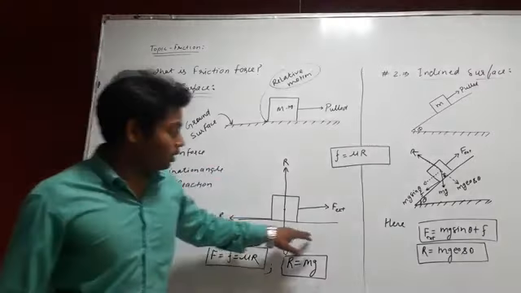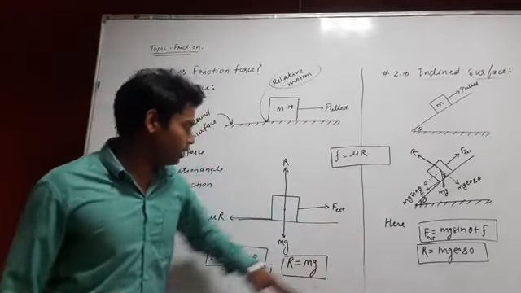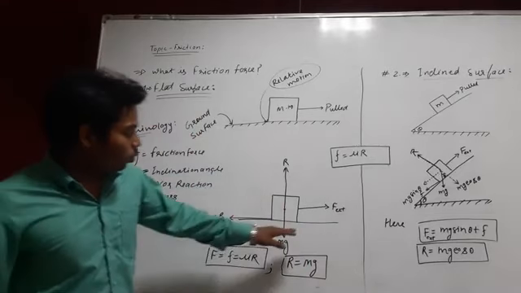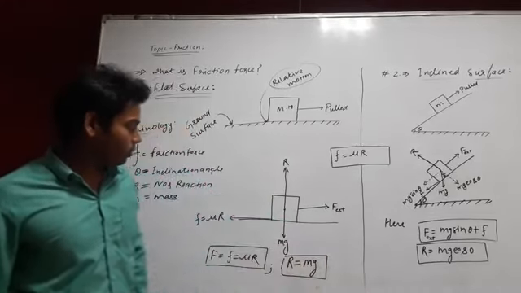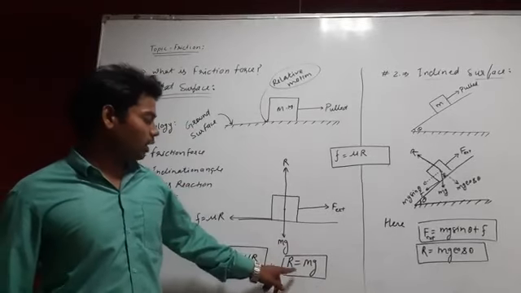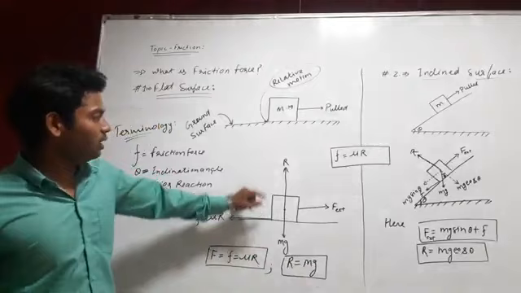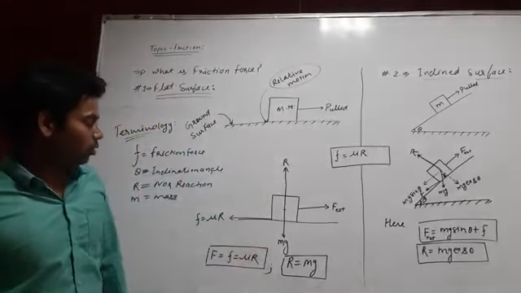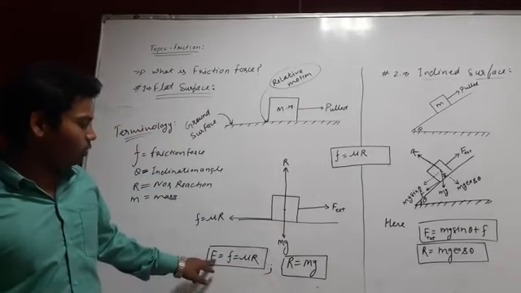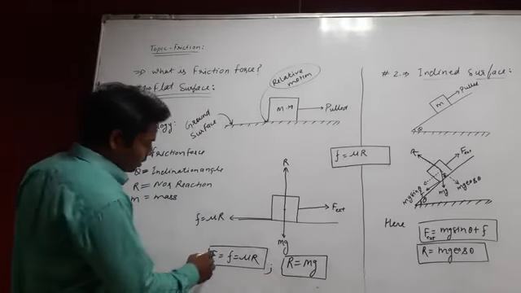This is the horizontal forces we are considering, and this is the vertical forces. So the horizontal forces give F equal to mu R, and the reaction force will become R equal to mg, because both are in opposite directions. In this way you can calculate the external force in flat surface cases.